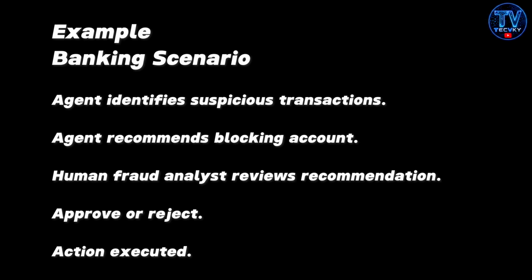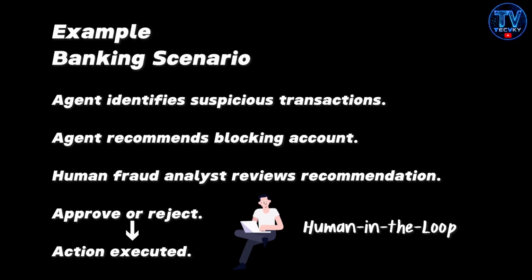Let's see one example. Banking scenario: agent identifies suspicious transactions, agent recommends blocking the account. Human fraud analyst reviews the recommendation, approves or rejects. Action executed. This prevents costly mistakes caused by fully autonomous systems.